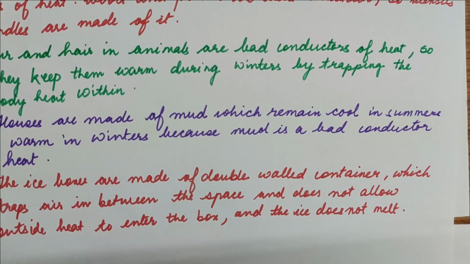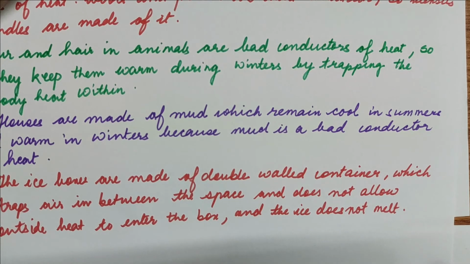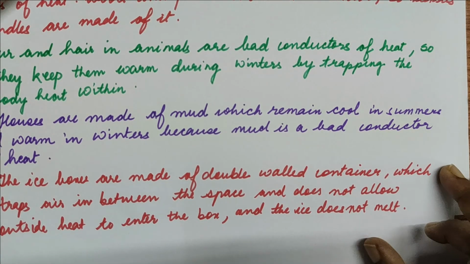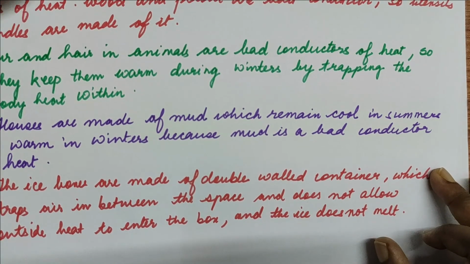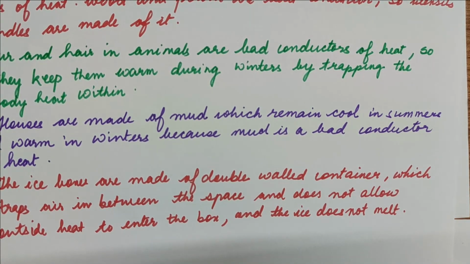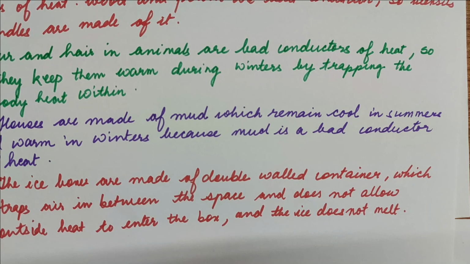Also you might have seen an ice box. They are generally double layered, which traps the air in between them, in that space of the double wall, and that air does not allow the outside heat to enter the box, and the ice does not melt. There are many more examples, like the coils of the refrigerators and air conditioners, which are made up of copper to conduct the heat, as copper is a good conductor of heat. Also you know mercury, which is a liquid metal. It is very sensitive and it is used in thermometers.